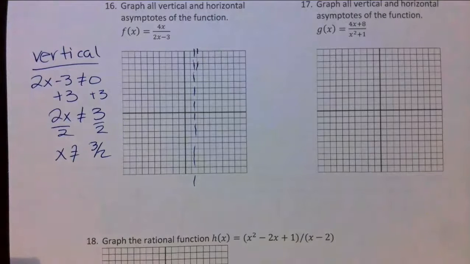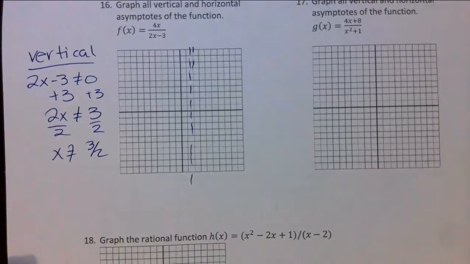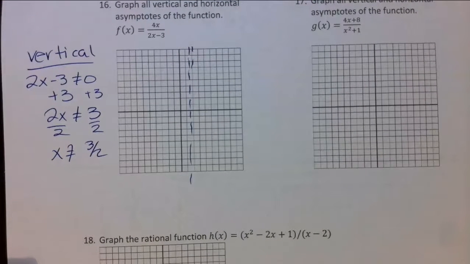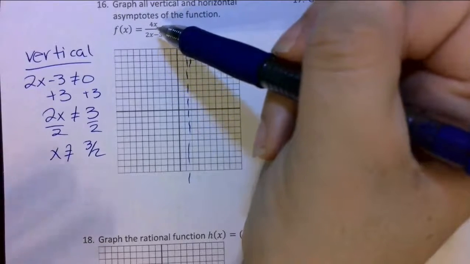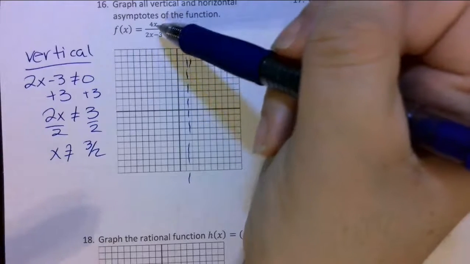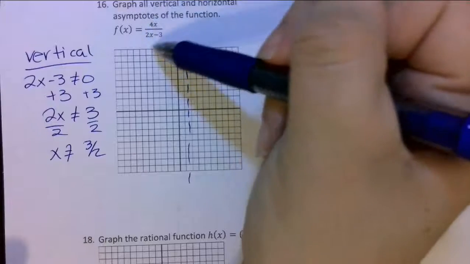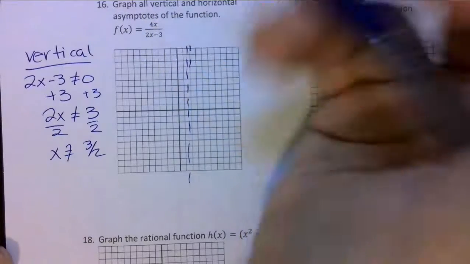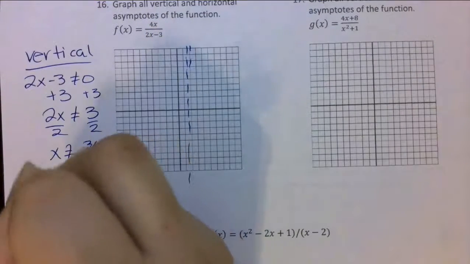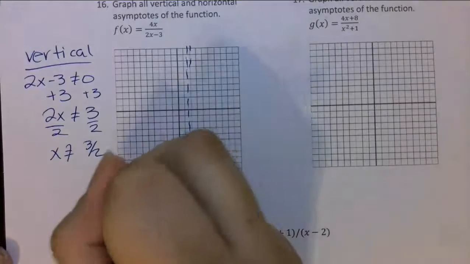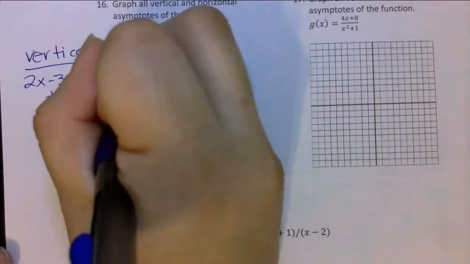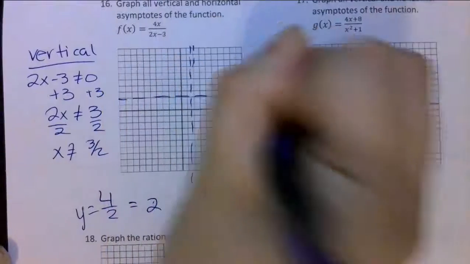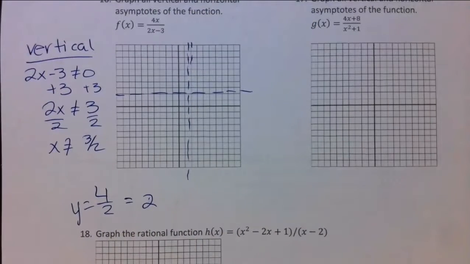Okay. Then for my horizontal asymptote, I look at my fraction. Since they have the same exponent, they're both x to the first degree, I just take their leading coefficients and divide. So I have y equals 4 divided by 2, which is just 2. So I have my horizontal asymptote at y equals 2. And that's all I need to do for this question.